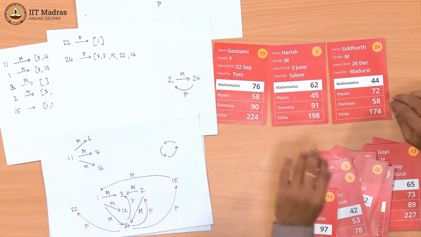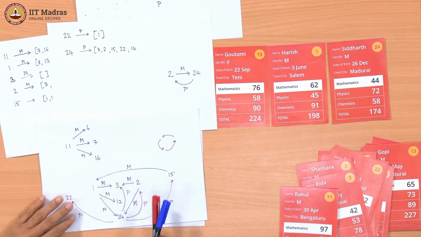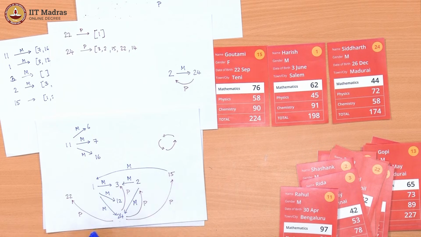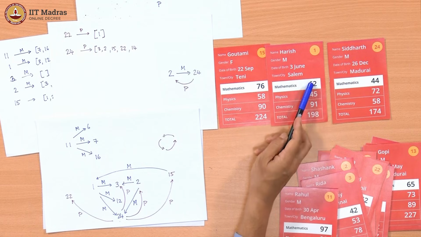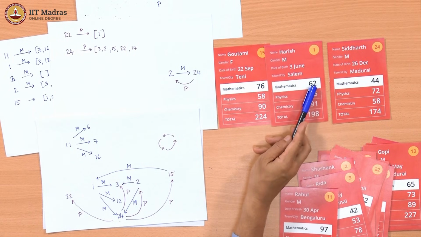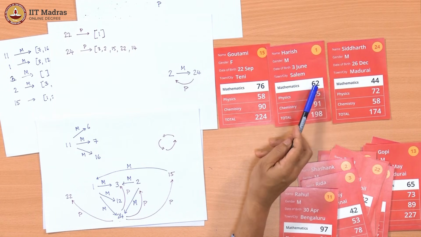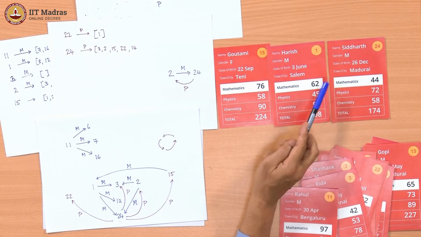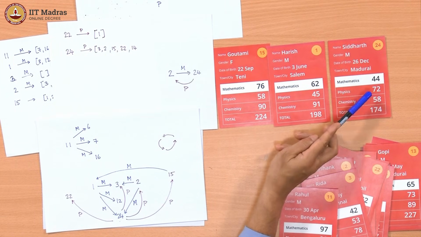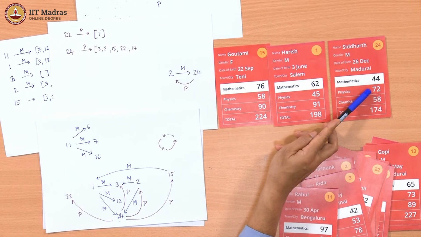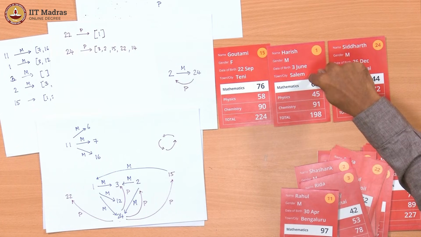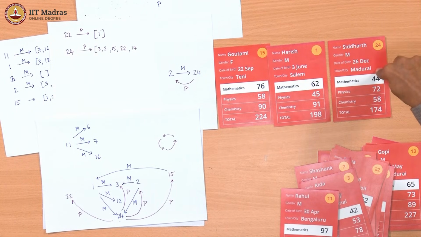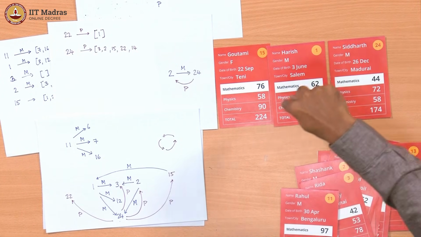So now what we claimed is that 15 can mentor 1 in maths. That's because this difference is between 10 and 20: 76, 66, 56. So this is in the right range. Now 62 can mentor something between 42 and 52. So this can mentor this. But now 72 can mentor somebody who's got between 52 and 62. So coming back, Gautami can mentor Harish in maths. Harish can mentor Siddharth in maths. And Siddharth can mentor Gautami in physics.